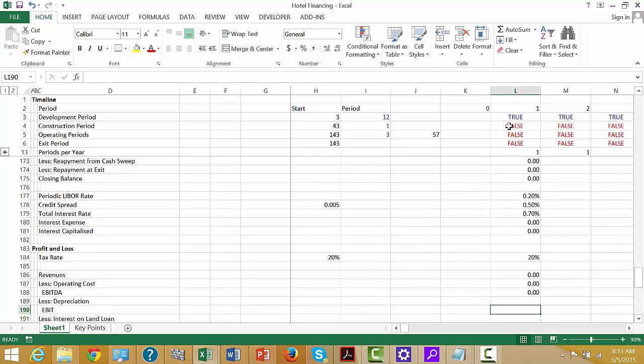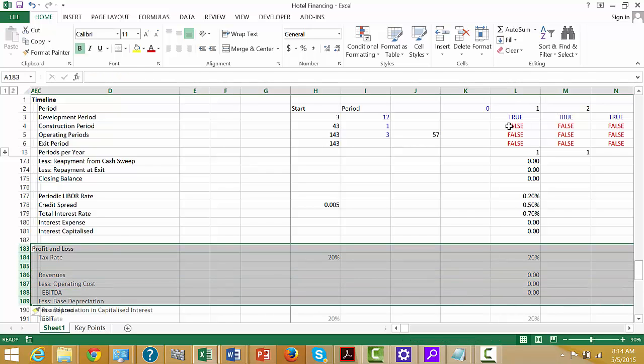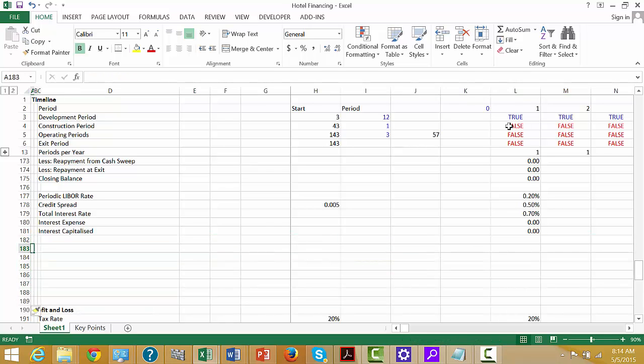Okay, and the depreciation now, this is a big issue. I'm going to call this the base depreciation, and we also put less the depreciation on the capitalized interest. Now, okay, and I think we need another little section here. This is always kind of a little problem. We put depreciation on IDC, or capitalized interest. Now this is just like we had before.